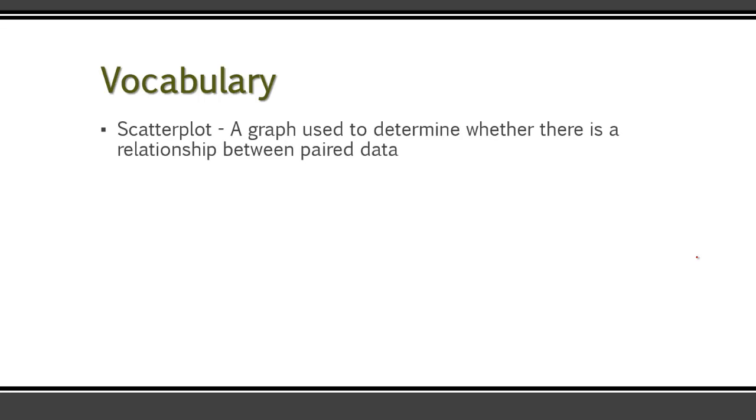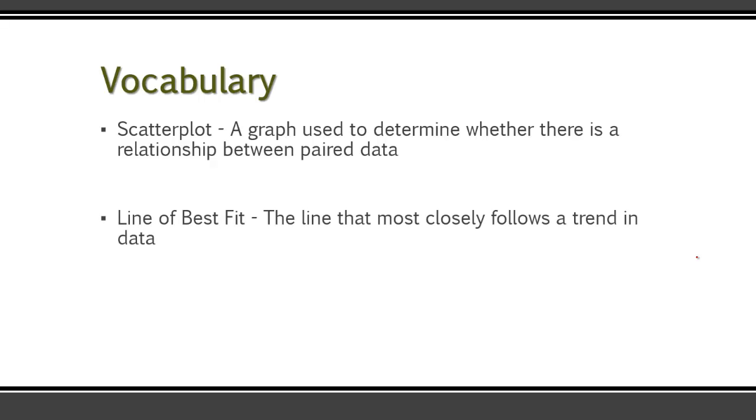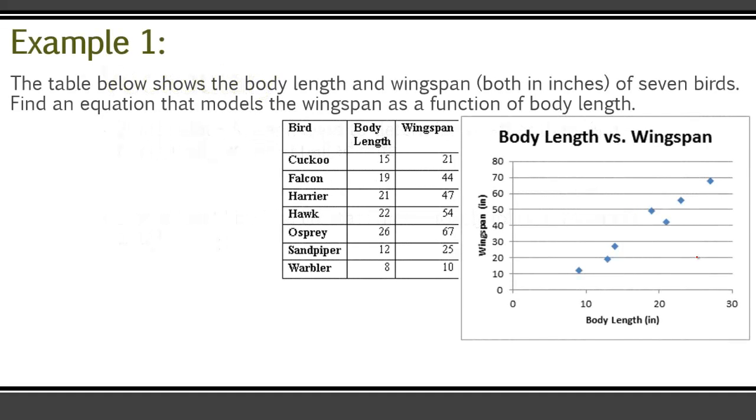So some vocabulary, you really only have 2. Scatterplot: it's a graph used to determine whether there is a relationship between paired data, or correlation. So correlation means relationship. Line of best fit: that's the line that most closely follows a trend in the data. All right, so let's take a look at the first example.